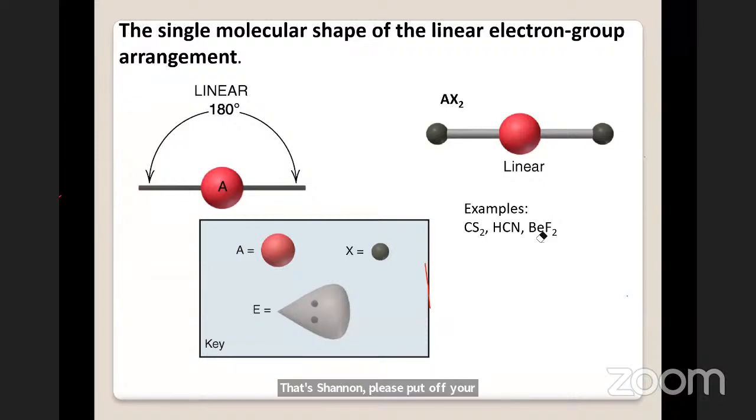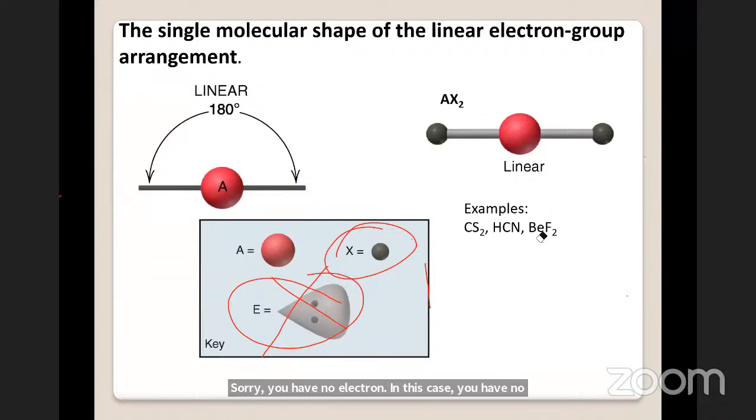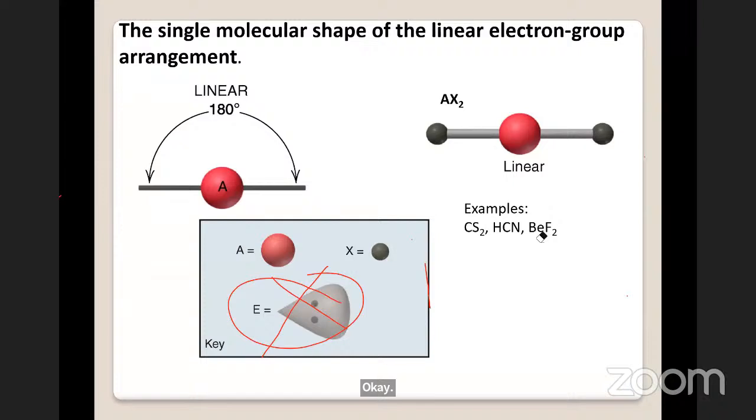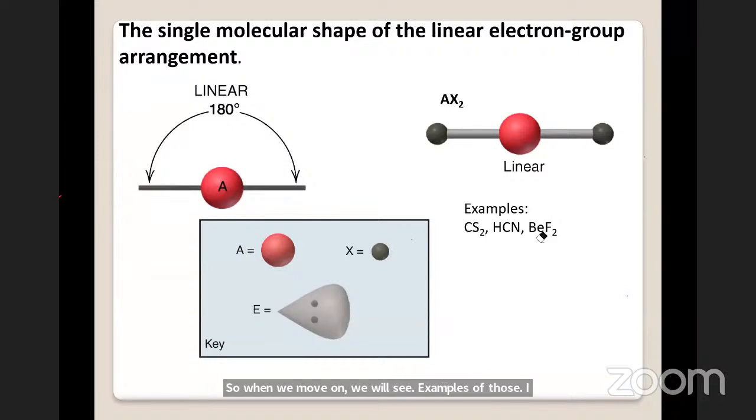You will see that in this molecule, you have no electron pair, which is the lone pair. So when we move on, we will see examples of those that have electron lone pairs.